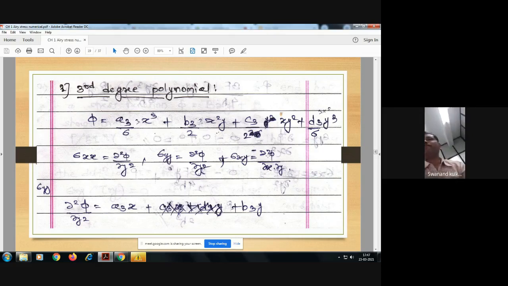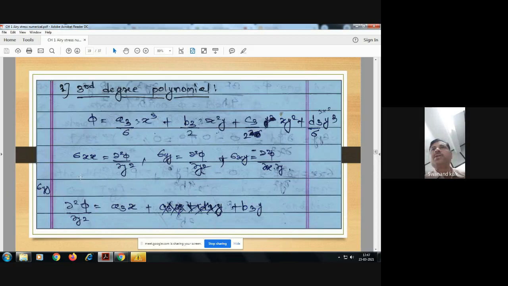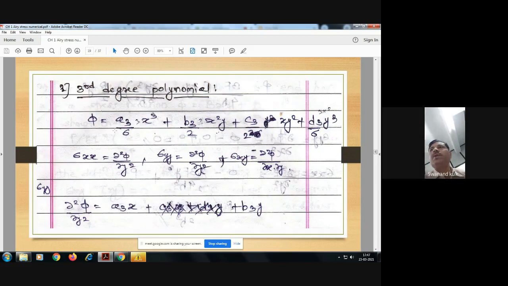So here, if we take the first differentiation of ∂φ/∂y, and the second differentiation, this will become ∂²φ/∂y², and this is nothing but sigma xx. So in order to identify sigma xx, we will have to take two differentiations of this equation with reference to y. Is it okay?